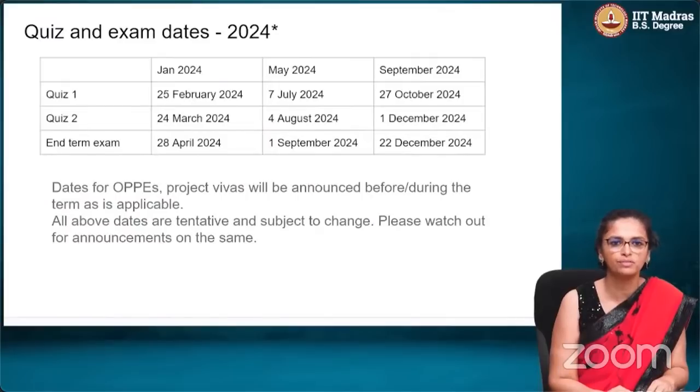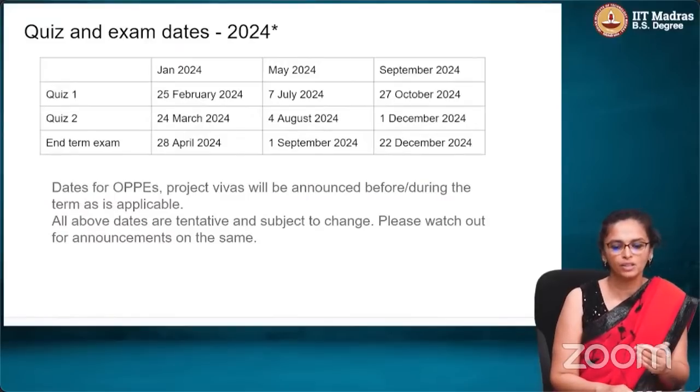It is shared with all of you. You can find that in your calendar. You can find that in the grading document and so on. But for all the other terms, May term and September term, we will define the dates for the OPPEs and any other assessment components just before the term is released.